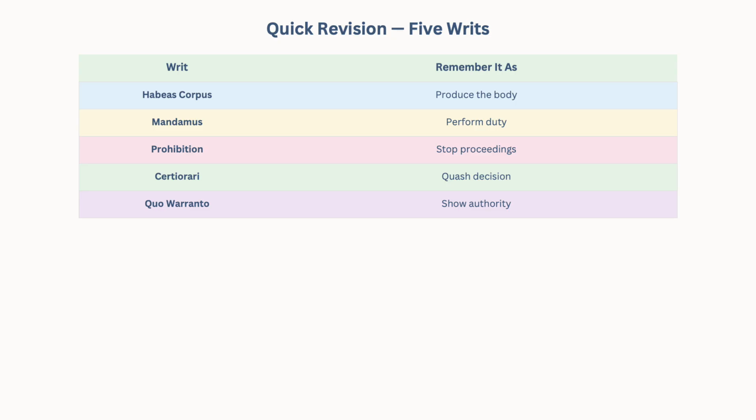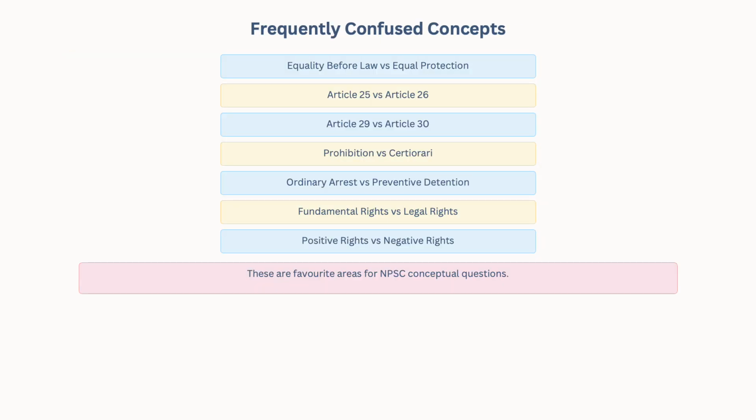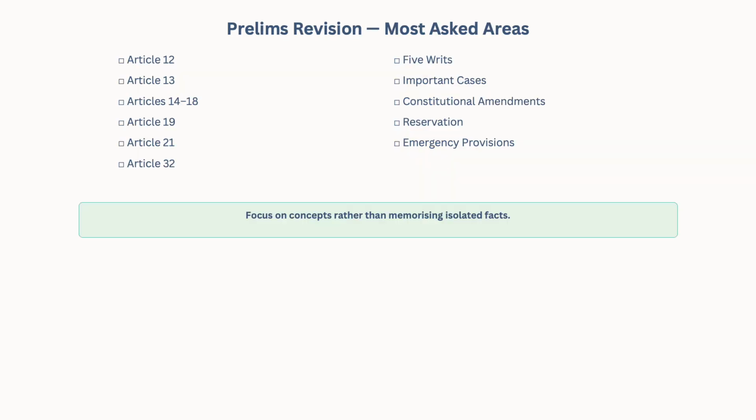Okay. Now, these are the landmark constitutional cases that you can refer to once you go back home. And these are the important amendments. And these are the frequently confused concepts that you can go back home and compare and contrast. And this is the prelims revision. Most asked questions: you should know Article 12, 13, 14 to 18, 19, 21, 32. You have to know the 5 writs. You have to know the important cases. You have to know the constitutional amendments. You have to know the reservation. You have to know the emergency provisions. Okay, and these are the main practice questions. You can also try practicing it.